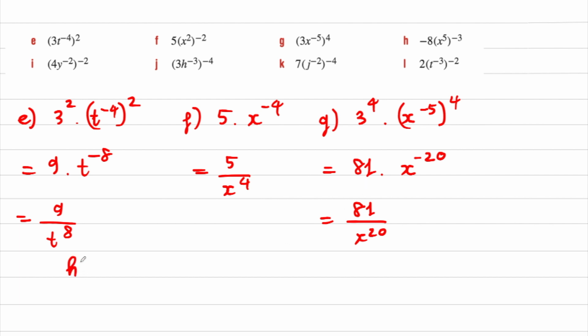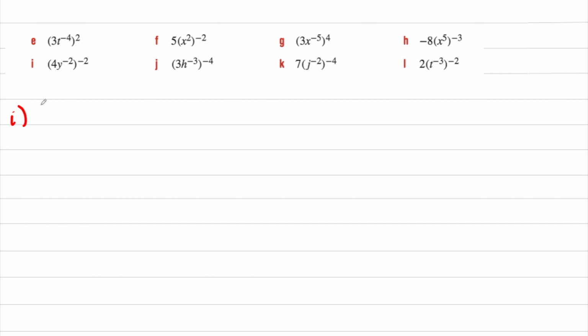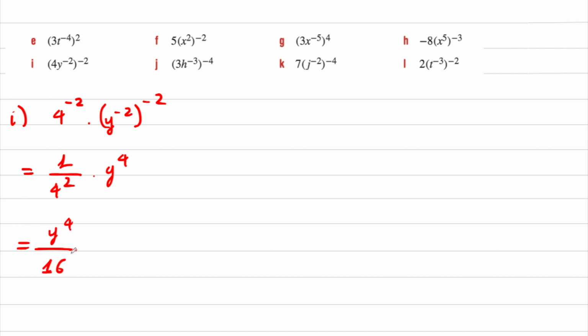Okay, about question H. Minus 8 times h to the power of minus 15. So minus 8 over h to the power of 15. That's quite easy, right? Question H we're done. Question I. Minus 2 is outside, so 4 over minus 2 here, and y to the power of minus 2, and minus 2 power outside. For this one is 1 over 4 squared, and the next one minus 2 times minus 2, you've got y to the power of 4, so y to the power of 4 over 16.